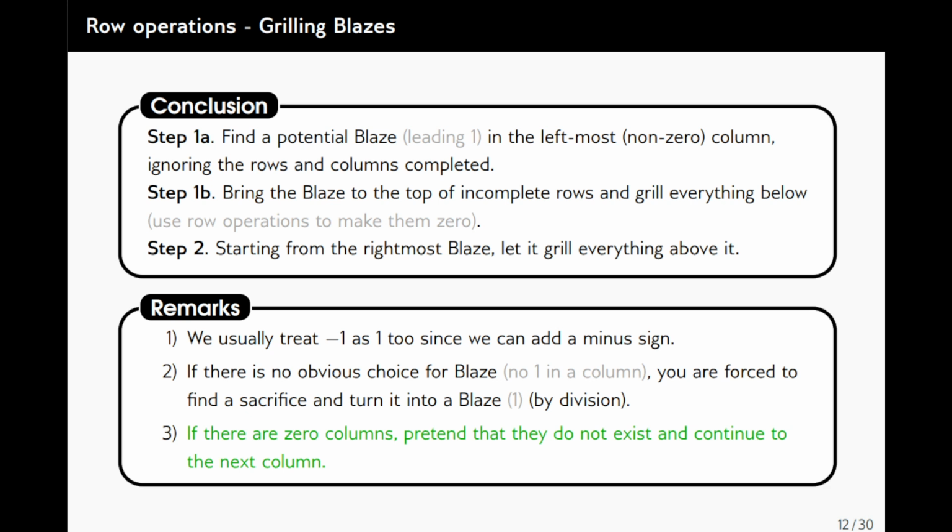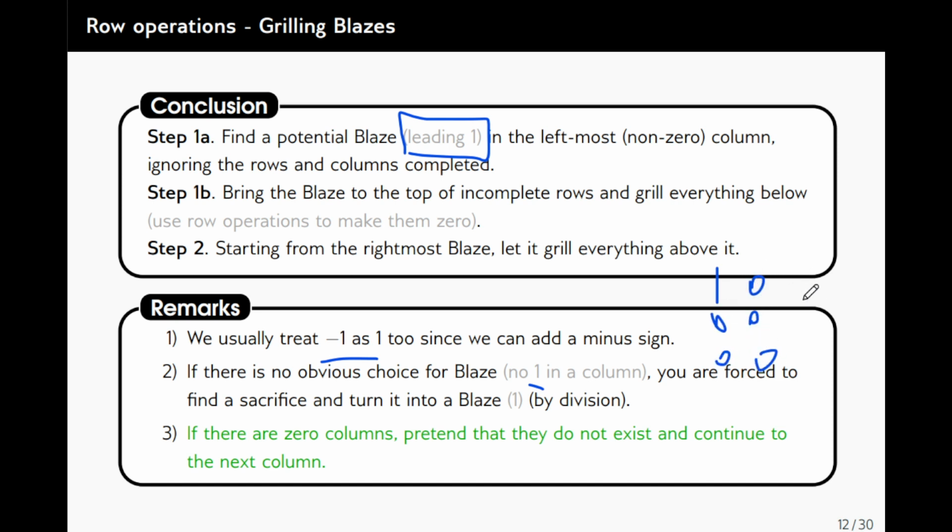So, remarks: you remember -1 is also 1, because adding a minus sign is very easy. By the way, the place is called the leading one. If you've heard the words leading one, it just means the pivot place. If you don't have a one in a column, by definition you make one of them the place.